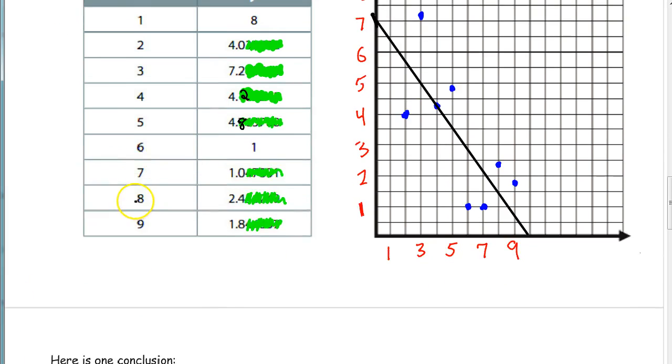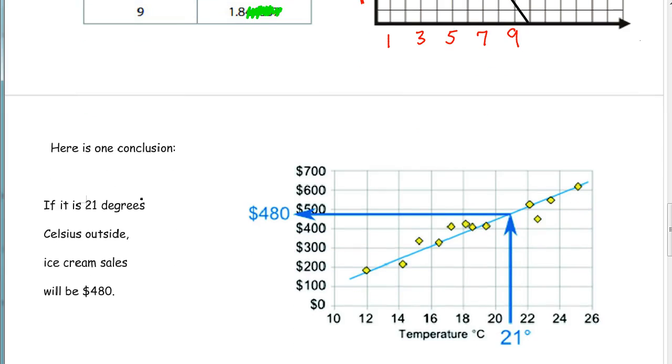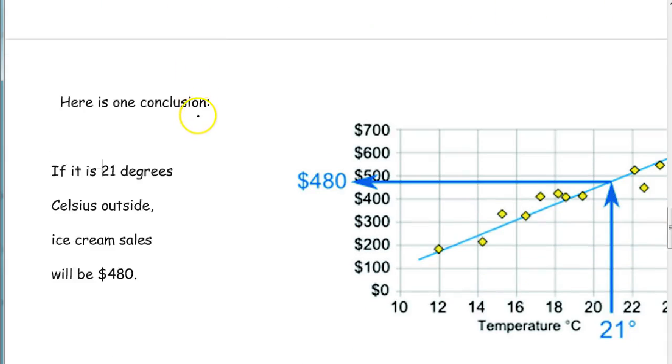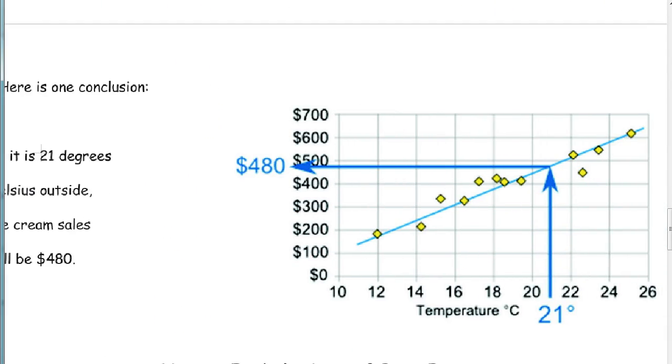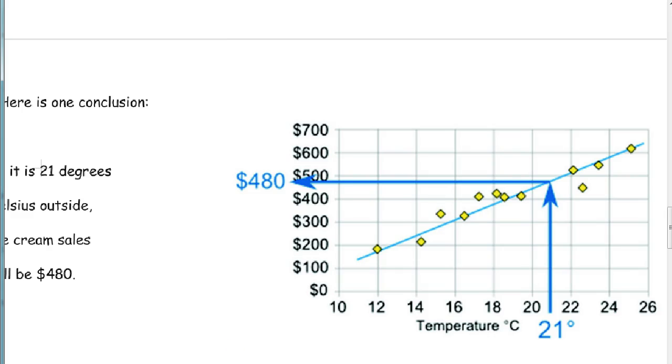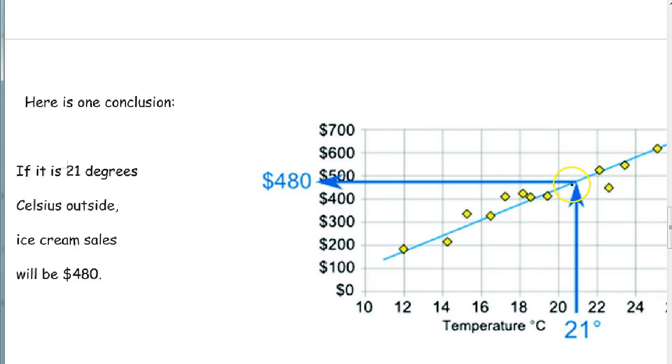All right, so moving on. Here is the real reason for line of best fit. It allows you to do the predictions. So once you get this line of best fit, you can find information or a prediction for something that you haven't really collected. Like here, these yellow diamonds are different data points that we actually collected, and by drawing a line of best fit through there, we can now estimate, well, what happens at 21 degrees? What are the ice cream sales going to be? It's going to be about 480.